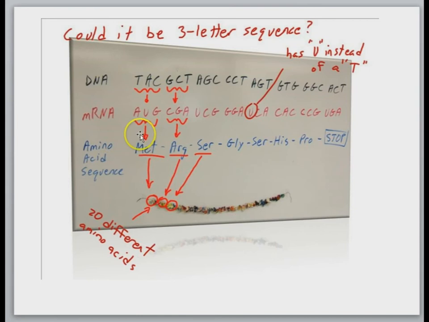Okay, so now let's take a look at how this might actually be done in the nucleus, how a strand of DNA can be copied into a strand of messenger RNA, which then will go out into the cytoplasm to be used to build a sequence of amino acids, which is a protein.